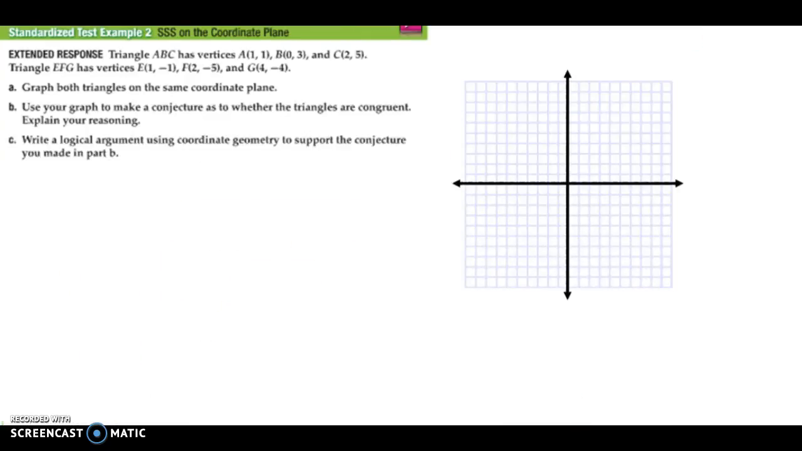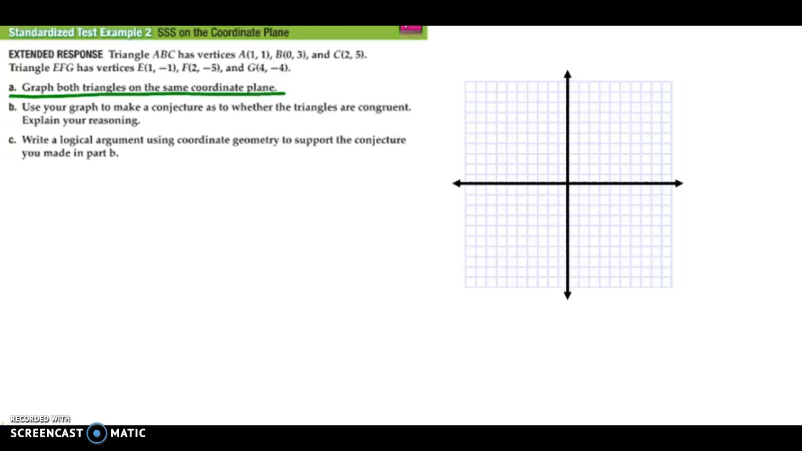Alright, let's look at an example of side, side, side on a coordinate plane. Triangle ABC has vertices 1, 1, 0, 3, and 2, 5. Triangle EFG has vertices 1, negative 1, 2, negative 5, and G is 4, negative 4. First part, graph both triangles on the same coordinate plane.